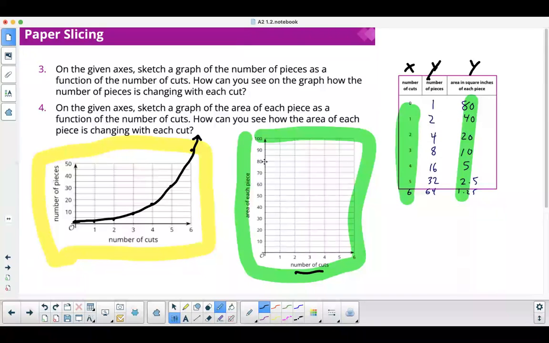So 0 is at 80. 1 is at 40. 2 is at 20. 3 is at 10. 4 is at 5. 5 is at 2.5. And it goes all the way down like that. So this looks something like that. Okay, so it's decaying. It's starting at 80 and it's going down. Okay, so this function we call a growth because it's growing, which I said in the table, and this is called a decay.